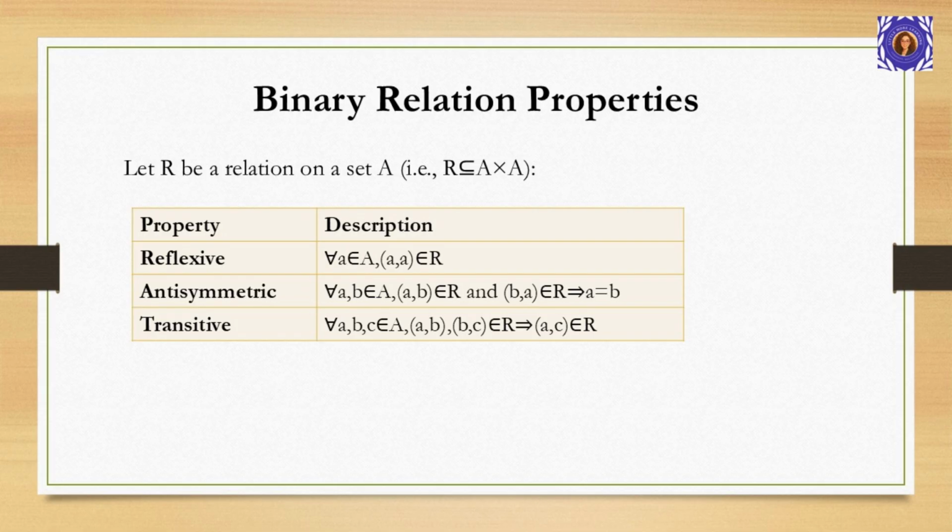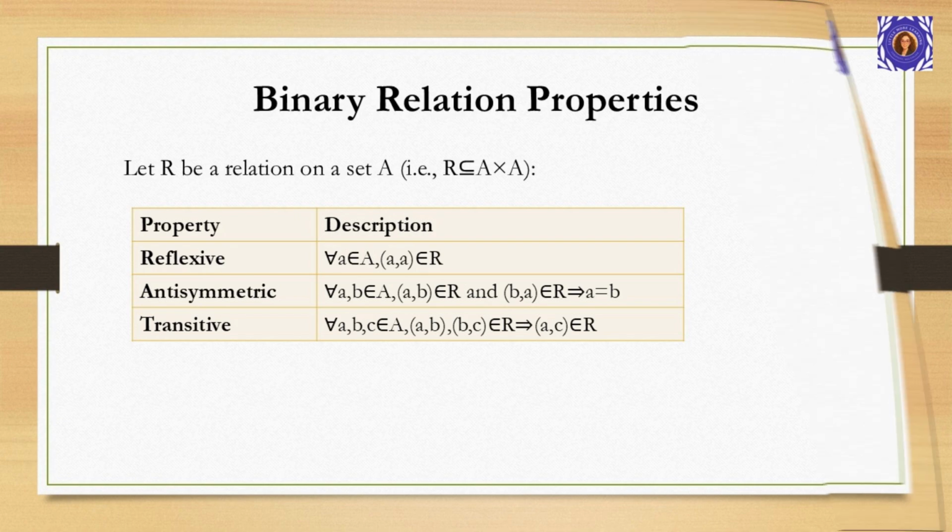Transitive property: if a is related to b and b is related to c, then a must be related to c. Formally, if the ordered pair (a, b) is in R and the ordered pair (b, c) is in R, then the ordered pair (a, c) is in R. This is like saying, if Alice is taller than Bob, and Bob is taller than Charlie, then Alice must be taller than Charlie.